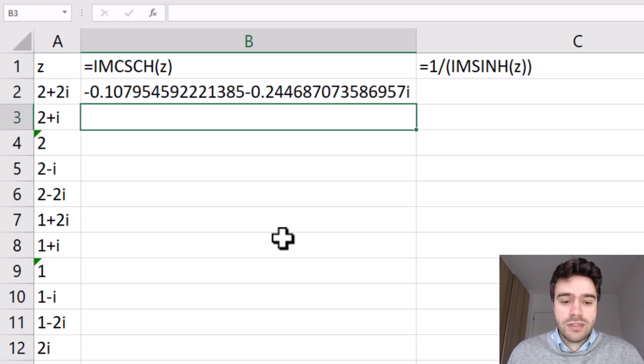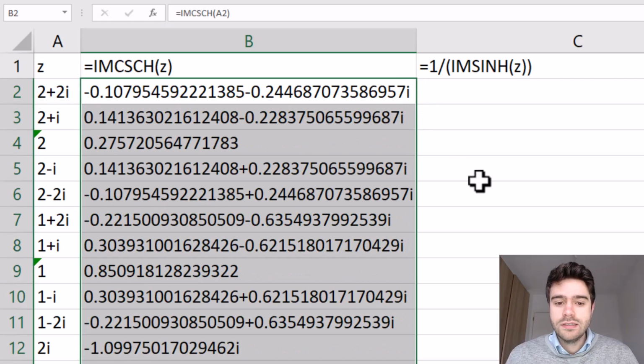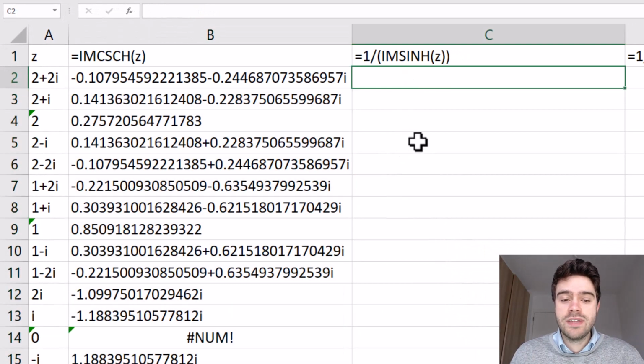Now I close the parentheses and I pull this down. The result is the hyperbolic cosecant of that number. Now, how is that actually calculated? Well, one of the definitions of the hyperbolic cosecant is that it is the inverse of the hyperbolic sine. So if we use 1 divided by the hyperbolic sine of this complex number, we should get exactly the same. So let's give that a shot.